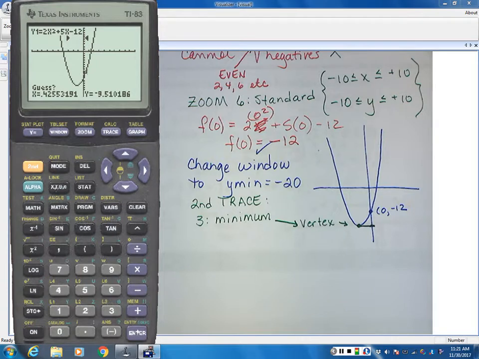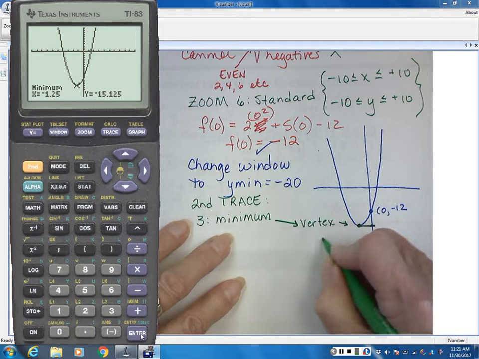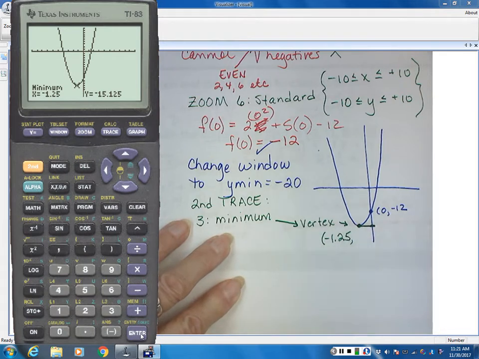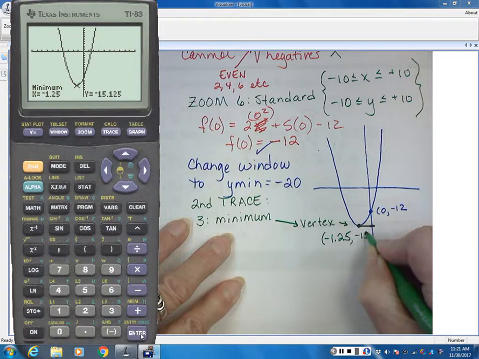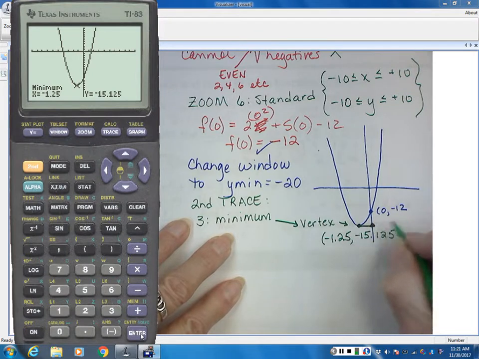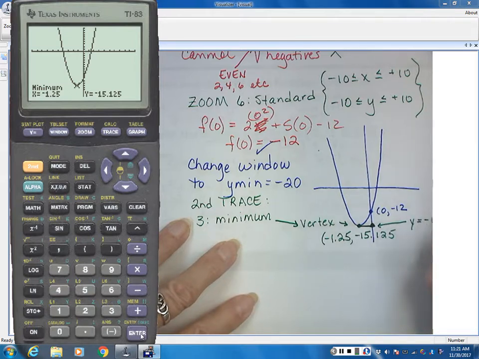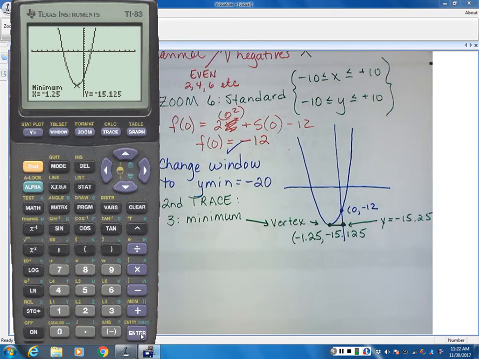So now it wants to guess, and of course that's what we want it to do, so we just say yes, go ahead. And it thinks for a minute, comes back and says the vertex is at x is -1.25, and y is at negative 15.125. And that tells me this y value is negative 15.125, and therefore that's the bottom of my range.